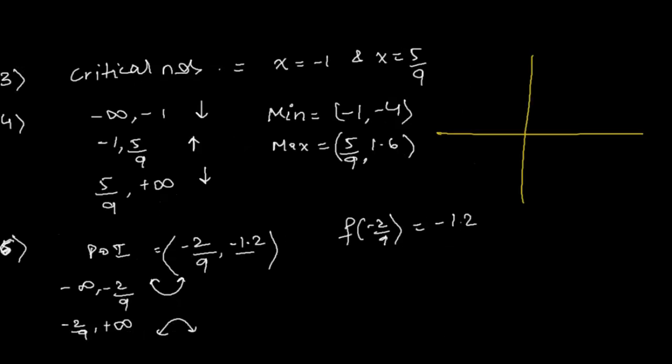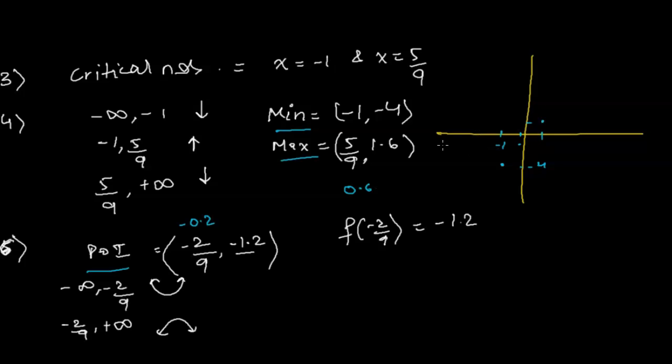We always start by first plotting the max, min, and point of inflection points. So this is negative 1, and this is, let's say, negative 4. This is our min. Max is 5/9. When we change it to decimals, it should be 0.6. If, let's say, 0.6 is here and 1.6 is here, then this will be the max point. Point of inflection would be at negative 2/9, negative 1.2. Negative 2/9 is approximately negative 0.2. That would lie somewhere here. And if, let's say, negative 1.2 lies here, so this will be the point of inflection.